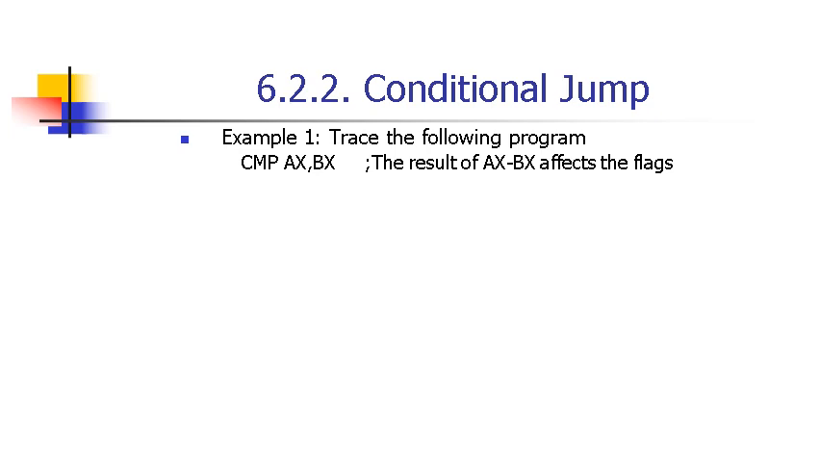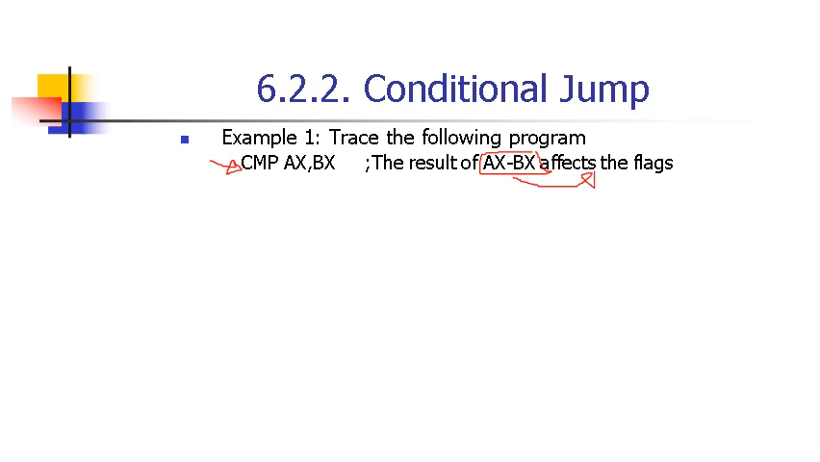Let's trace this program. Okay, compare AX to BX. What this compare instruction does is this: it calculates the difference, AX minus BX. So it's sort of a subtraction, but the result of this subtraction is not saved, is not stored anywhere in your memory or register. The value of this result, AX minus BX, is only taken to affect the flag bits.